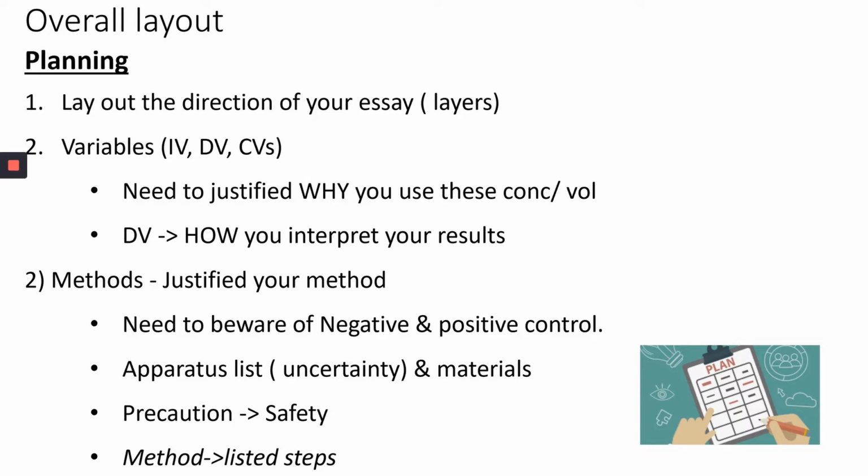So the link, how your experiment data is linked to your dependent variables. So there you go. And then next part, after you list out the variables, you should mention the method, and you need to justify the method.